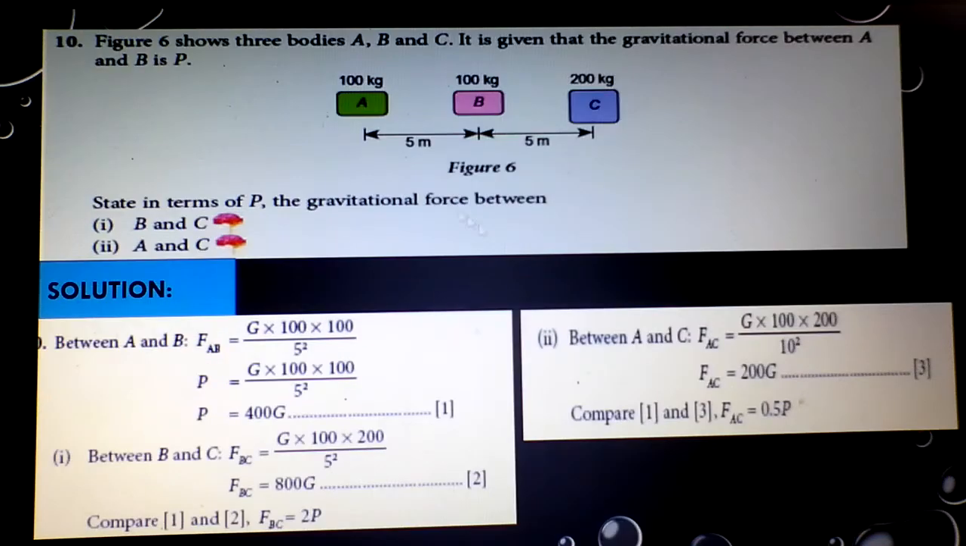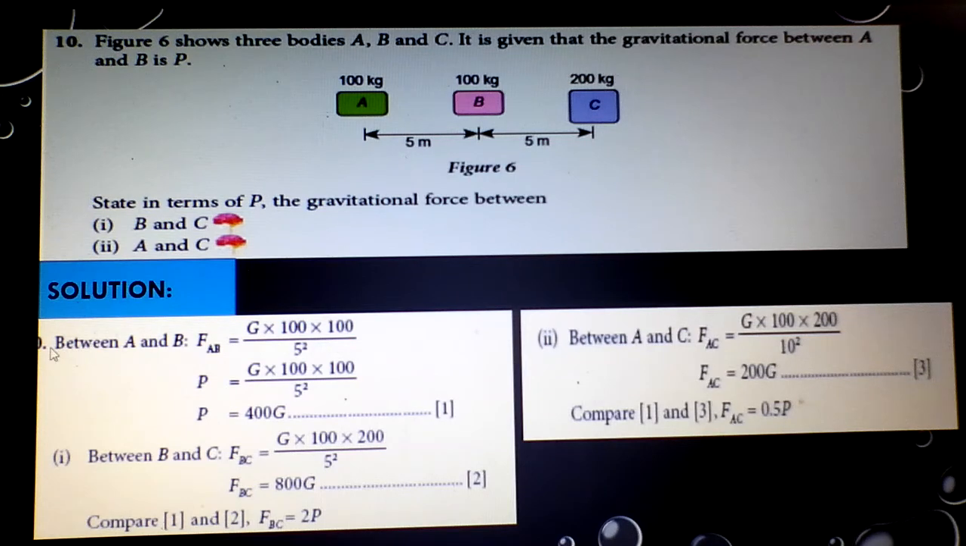Okay. Next question, figure 6 shows three bodies A, B, C. It is given that the gravitational force between A and B is P. State in terms of P the gravitational force between B and C, and between A and C. You must remember the formula that we use for gravitational force: F equals G m1 times m2 divided by r squared.